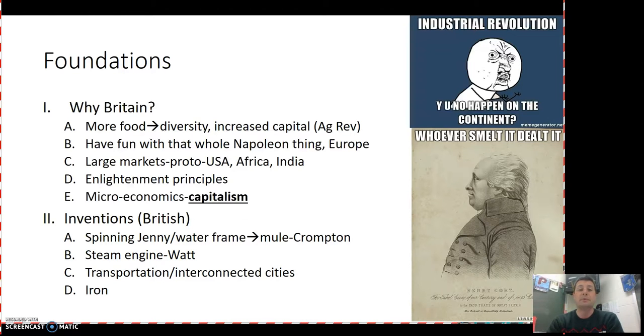We see the development of the mule, which is like a hybrid that allows you to spin cotton more than ever before, and that's from Samuel Crompton. Gets a big shout out in your textbook, I think.